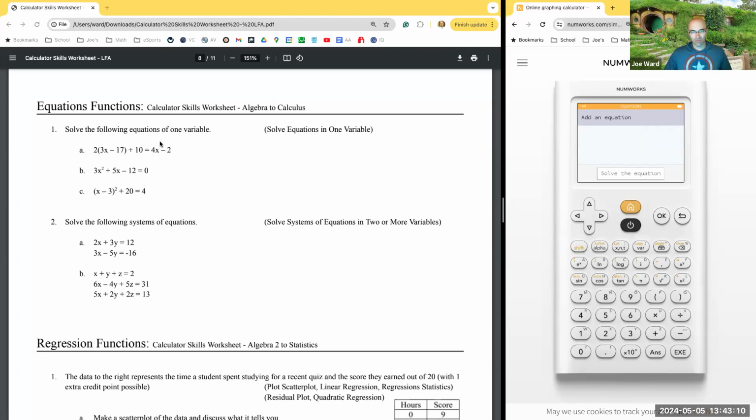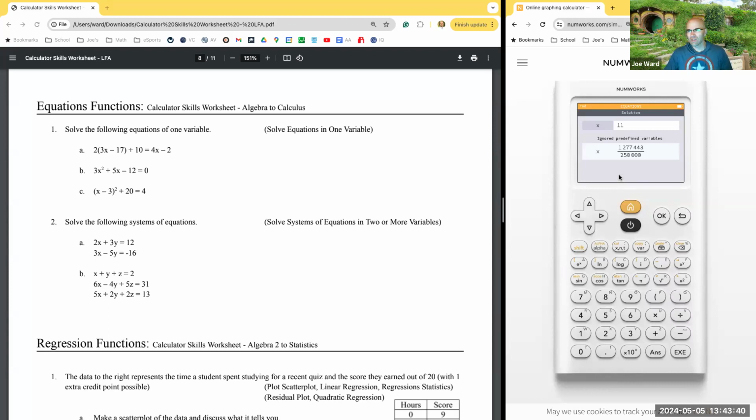So we're going to try and solve this equation right here. So I'm going to hit enter. I'm just going to put in an empty equation. I like that best usually. So 2 parentheses 3x minus 17. Close the parentheses, plus 10 equals 4x minus 2, enter, and then you hit solve, which is right here. And it says x equals 11.